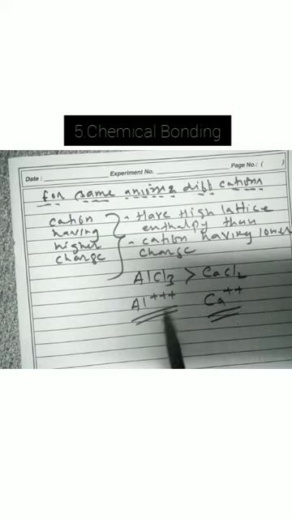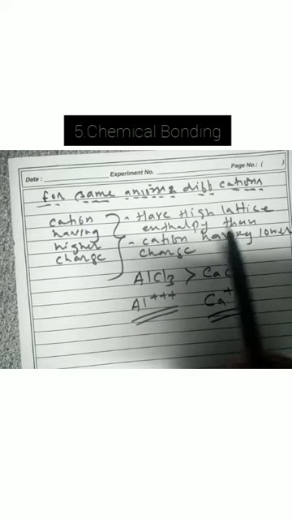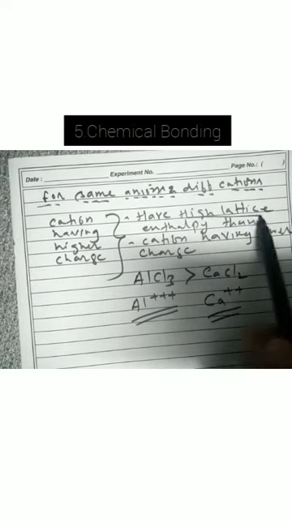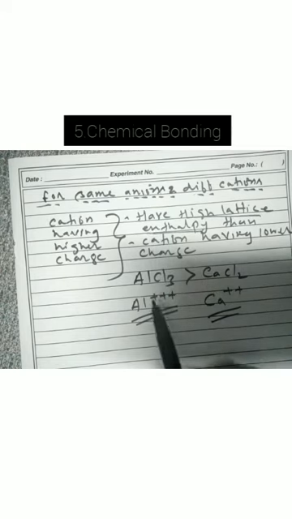So the compound having the cation with higher charges, here the cation has 3 plus charges, and the cation having lower charges, calcium, has 2 plus charges. The compound that contains the cation with higher charges has higher lattice enthalpy. Therefore, AlCl3 has higher lattice enthalpy than calcium chloride, CaCl2. Why this is so, I have explained to you.